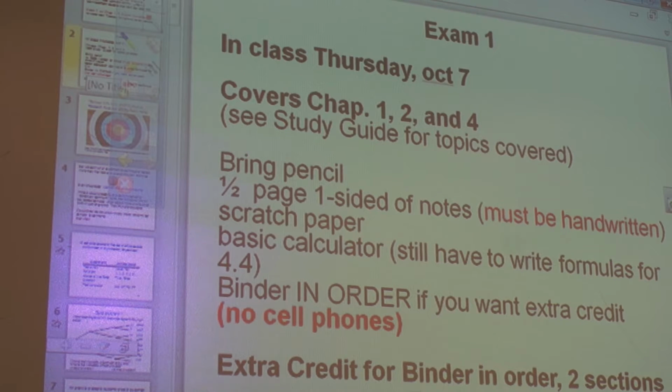You should bring a basic calculator. You see a basic calculator that multiplies, divides, adds, and subtracts. That's all you need for this one. And bring your binder in order.